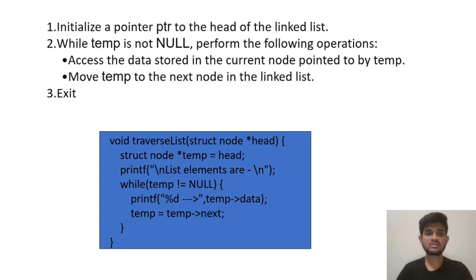First one, initialize a pointer PTR to the head of the linked list. And by using a while loop, while temp is not null, perform the following operations. First one, access the data stored in the current node pointed to by temp. Move temp to the next node in the linked list and exit. And below is the example for traversing a linked list.